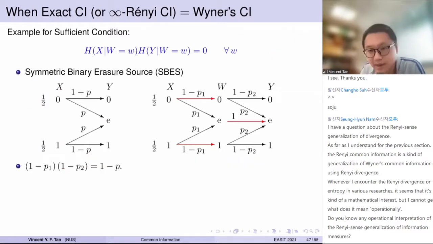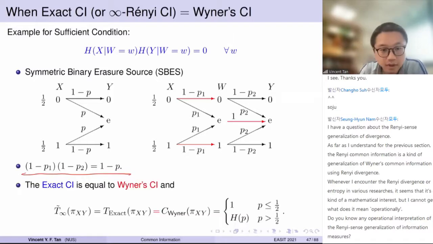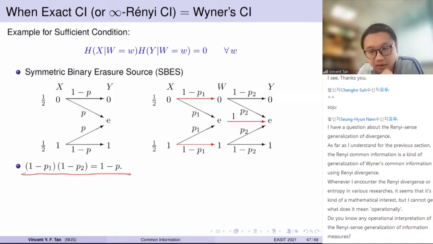And the parameters cannot be arbitrary. You need to satisfy this condition in order for these two distributions to be the same. Okay, so why is this now having an exact common information the same as Wyner's?